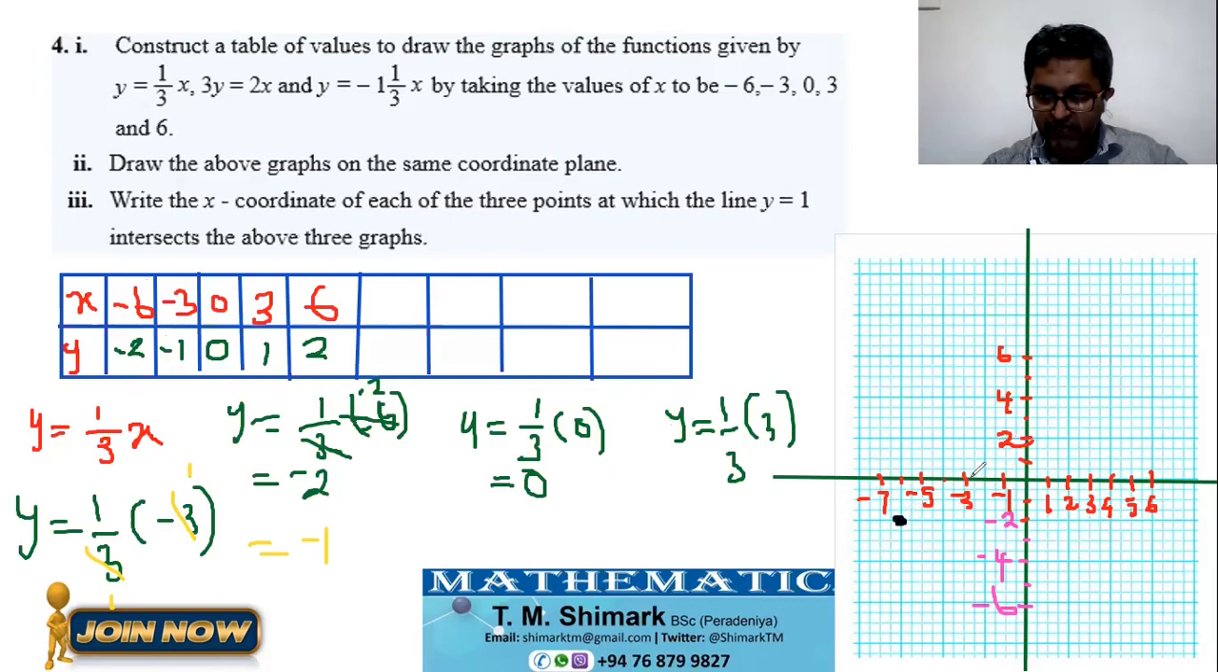This place. X is minus 3, y is minus 1, this place. X is 0, y is 0, x is 3, y is 1 here. X is 6, y is 2. And then draw the graph.